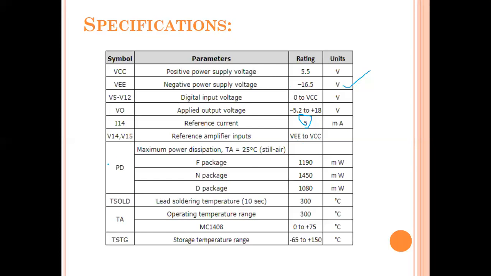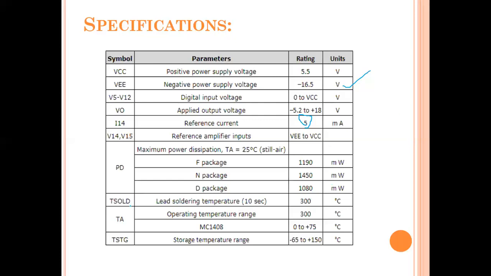Next, this is power dissipation, which is given for different ranges of the packages. Maximum power dissipation at 25 degrees Celsius, where TA represents the ambient temperature, will be equal to 1190 milliwatts for the F flat pack, 1450 milliwatts for the N package, and 1080 milliwatts for the D package. So it depends upon the type of package that we are using.